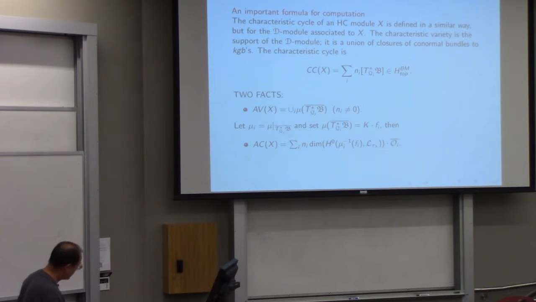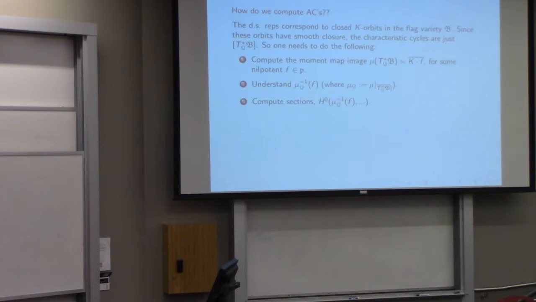Well, okay, I already said that. The first fact is the associated, oh no, I didn't say that. The associated variety is the moment map image of the characteristic variety. And maybe, since this has come up a handful of times, I should maybe write it a little bit better.